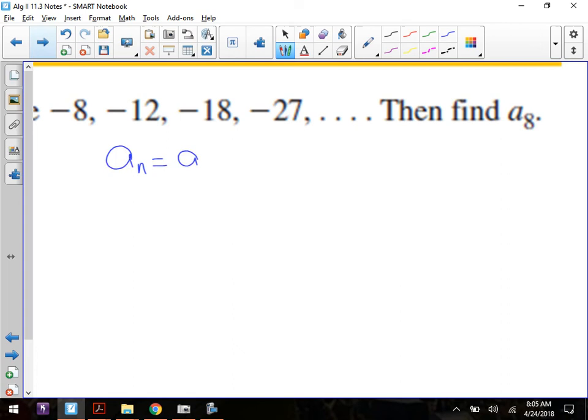Nth term, first term, common rate, n minus 1. What's your multiplier? 3 halves. If you start thinking about what your multiplier is, always go second to first, third to second, fourth to third: 12 over negative 8, negative 18 over negative 12, negative 27 over negative 18. All of those fractions will simplify out to being 3 halves. Okay, that's how you get your rate. Nth term, negative 8, 3 halves, n minus 1.